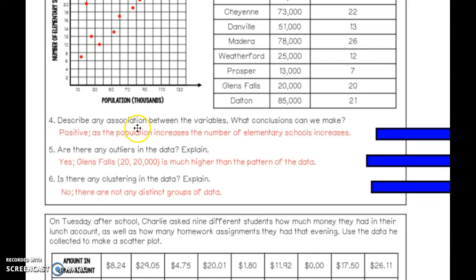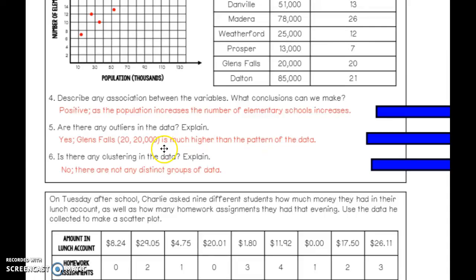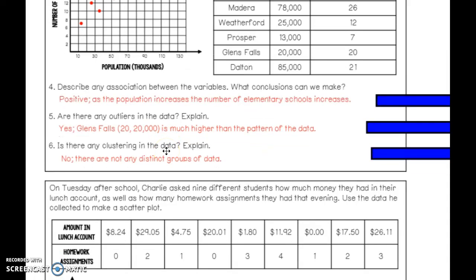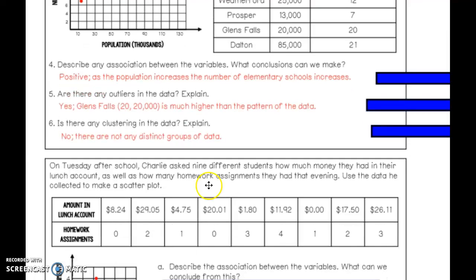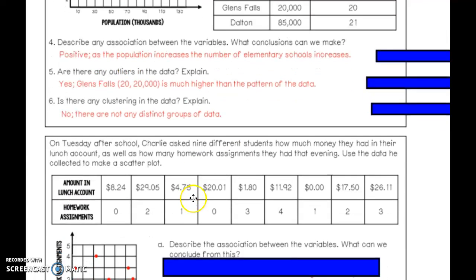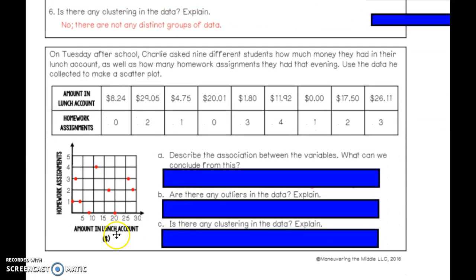Now, your last example: Tuesday after school, Charlie asked 9 different students how much money they had in their lunch account, as well as how many homework assignments they had that evening. Use the data he collected to make a scatter plot. So your plot is going to have the amount in your lunch account. It's going to have your homework assignments plotted also. So you've got your X and you've got your Y.